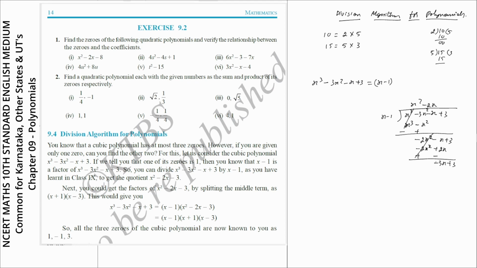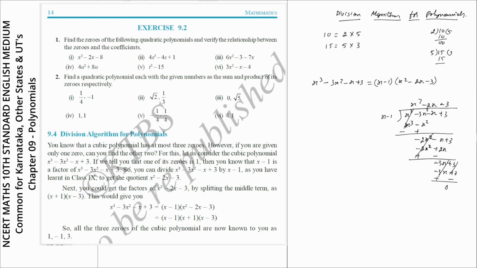Now if I multiply x minus 1 by minus 3, I'll get x into minus 3 is minus 3x, minus 1 into minus 3 is plus 3. So here I'll change the signs. Now everything will get cancelled. I'll get 0 as the remainder. So x minus 1 was one of the factors. So now x minus 1 into x square minus 2x minus 3.